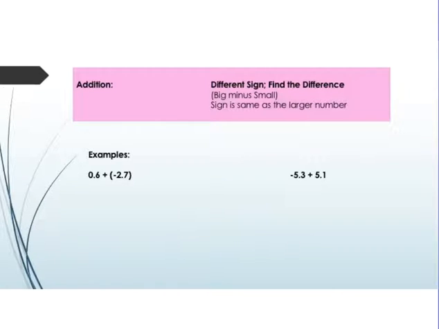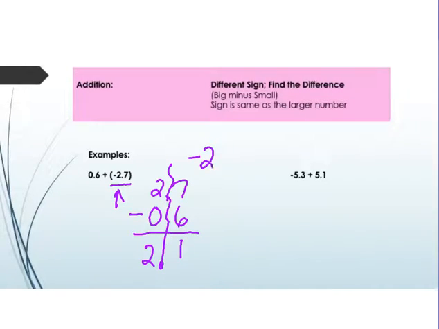For addition, when the signs are different, find the difference. Big minus small. Which number is further away from 0 is the larger number. And the sign will be the same as the larger number. So in this case, 2.7 is larger than 0.6. So 2.7, big, minus 0.6. There's my decimals. 7 minus 6 is 1. 2 minus 0 is 2. There's my decimal. And you look back to the original problem. The negative number is larger, so my answer is negative 2.1.